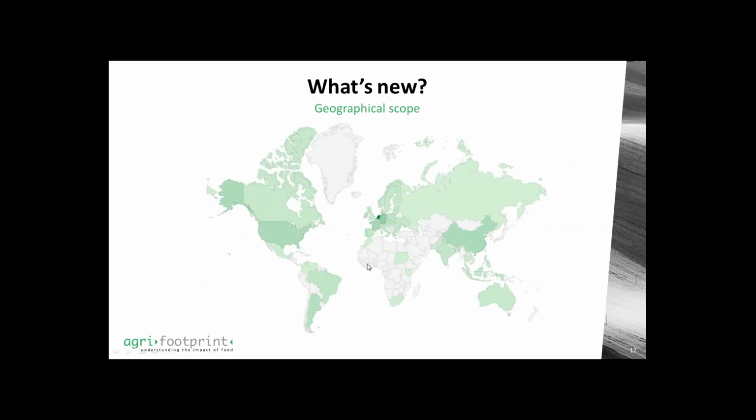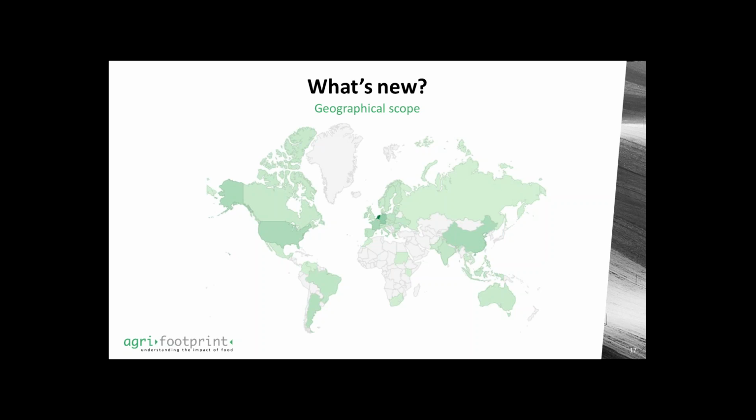Okay, then the geographical scope. Here you see the global map and also of which country we now have LCIs included. And the greener the country, the more LCIs we have. So for Holland, we have a lot of LCIs. That's basically also a lot of market mixes. Yeah, that's a bit of an overview.